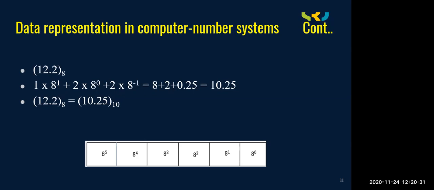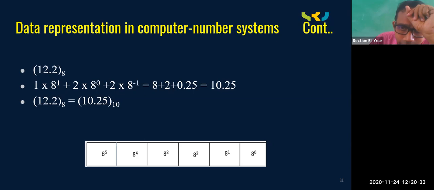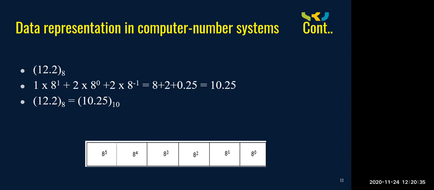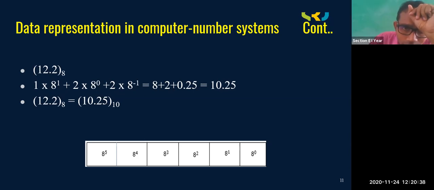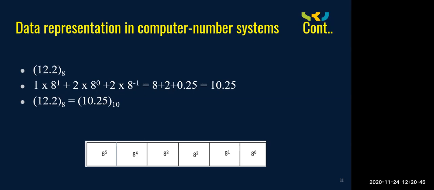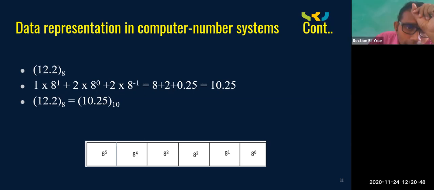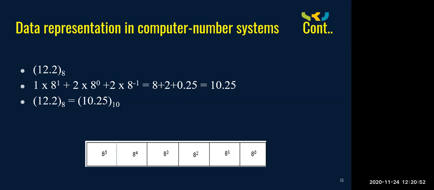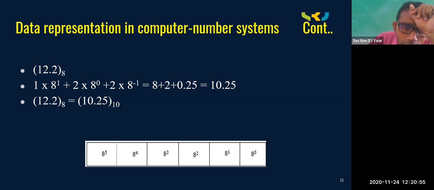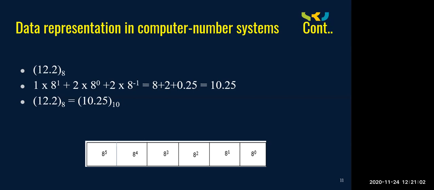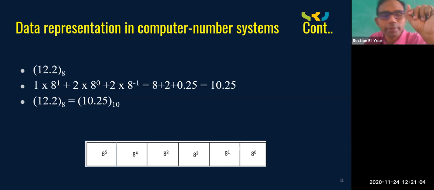8 into 2 means 1 by 4. We are going to divide 2 and 4, we are going to get here 4. So 0.25. 8 plus 2 is 10. 10 plus 0.25, 10.25 is the answer. Here 8 to the power of minus 1 means 1 by 8. Because we are having into 2, we are going to divide 2 and 8, it becomes 4. So 1 by 4 is 0.25. Now add that to 8 plus 2, 10.25.